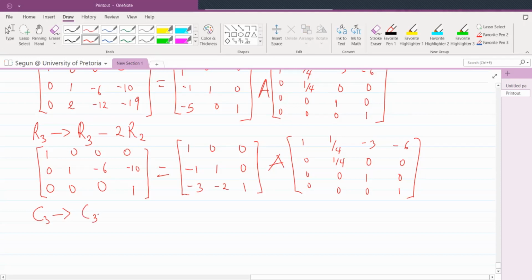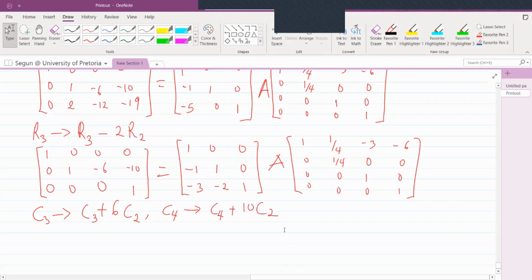Divide by minus 6, sir. Divide by minus 6. Okay. What other option do we have? Okay, column 3 plus 6 column 2. Better. Plus 6 column 2. Yes. Then column 4 is equal to column 4 plus 10 column 2. Good.